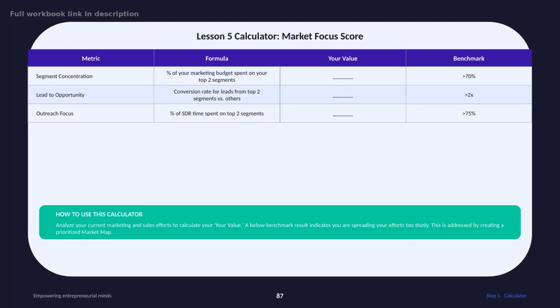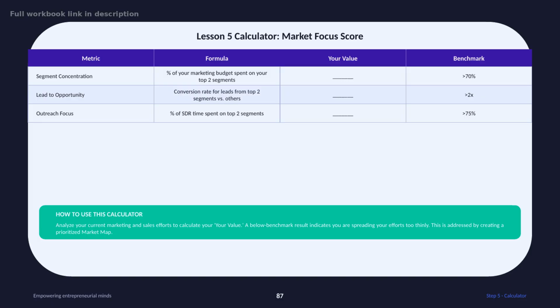This measures how focused your team's efforts actually are right now. For segment concentration, calculate what percentage of your marketing budget goes to your top 2 segments. For lead to opportunity, compare conversion rates for leads from those top segments against everything else. And for outreach focus, check what percentage of your SDR time is spent there versus scattered elsewhere. A below benchmark result usually means your team is spread too thin, and building this prioritized market map is exactly how you fix it.